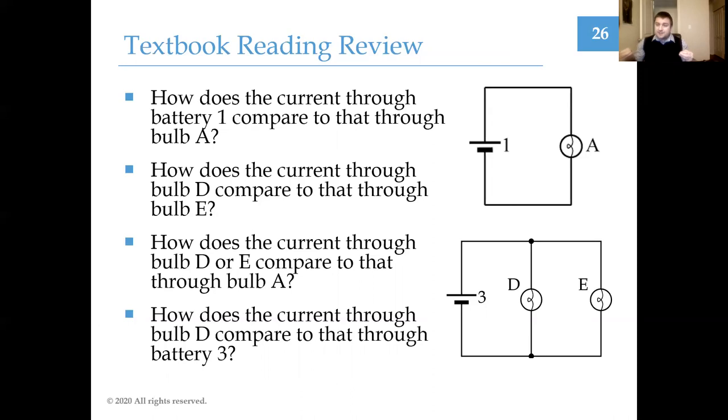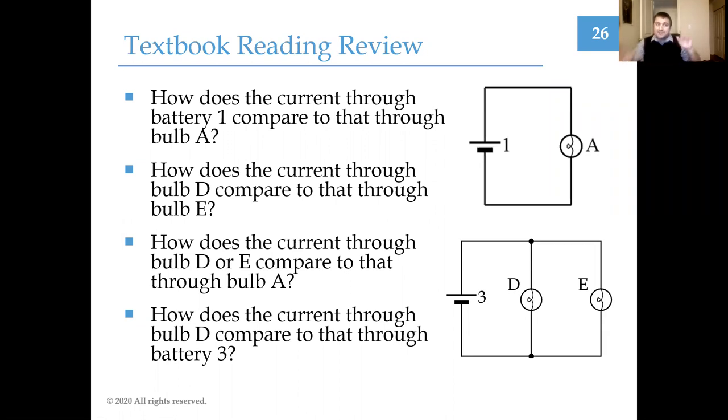Just like fluids, when I have two pipes that are coming in and meeting up at some point, their flows add to make a total flow. It's the exact same thing here. I have current that is passing through D coming into this junction. I have current passing through E that is coming into this junction. So at this junction, the total values of the currents will add.